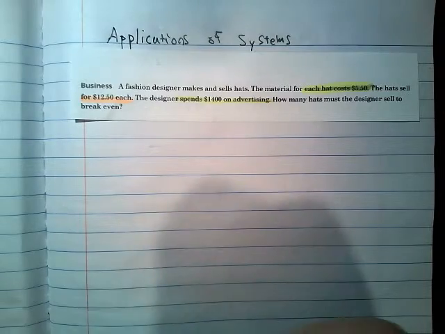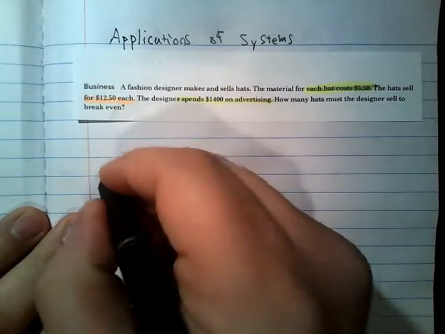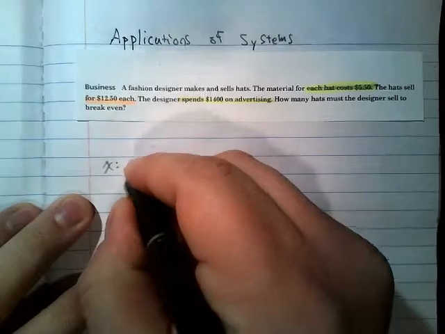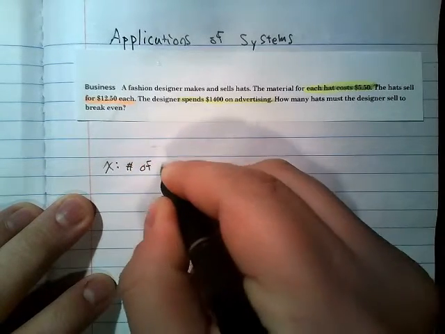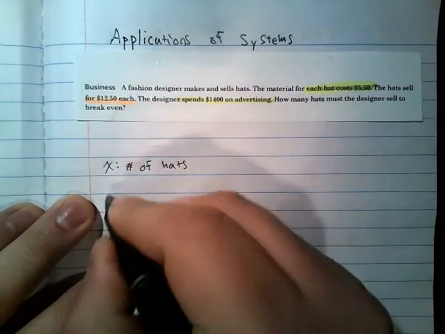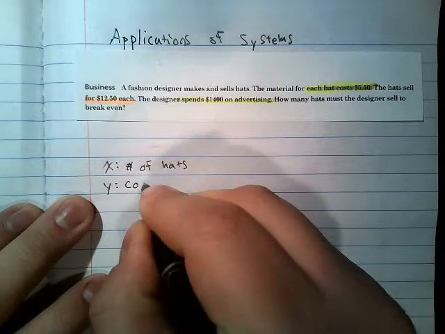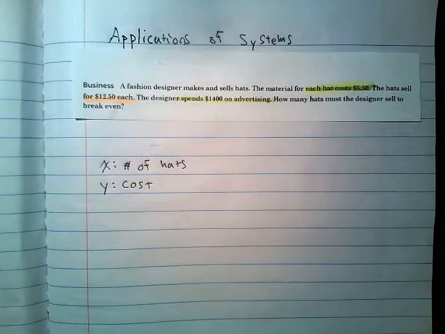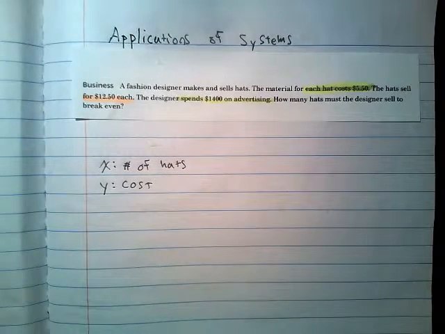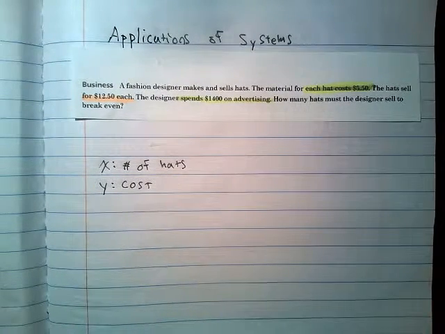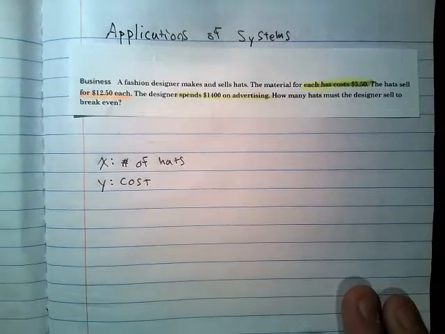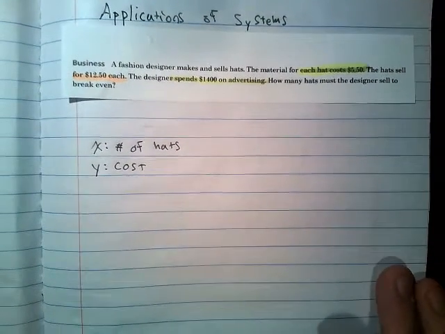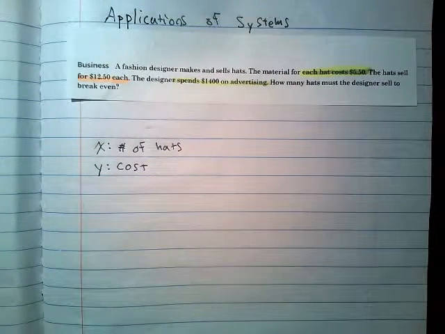So I want to start by labeling my variables. I'll have X be the number of hats, and Y can be the cost. It could be the cost to make them, or the amount she gets from them buying them, kind of like the profit. So we want to figure out how many hats the designer must sell to break even. So at what point does she start to make money?